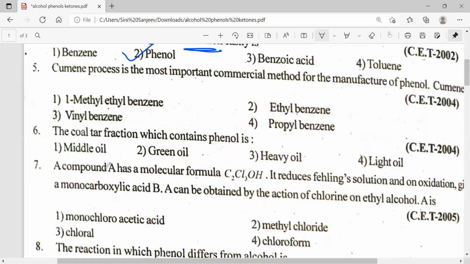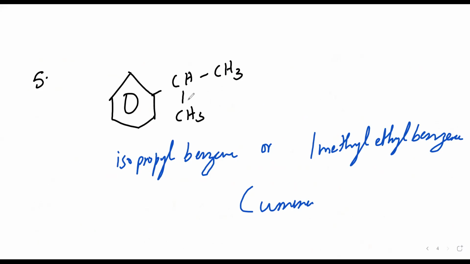Correct. So I got what? 1-methyl-ethyl-benzene is here. Other is ethyl benzene, that is not coming. Vinyl benzene is wrong. Propyl benzene. If it is isopropyl benzene, it is correct. Propyl benzene should be a straight chain, but isopropyl benzene is what I drew. So that is cumene. So the correct answer is 1 for this. So we should know the structure of cumene for answering this.